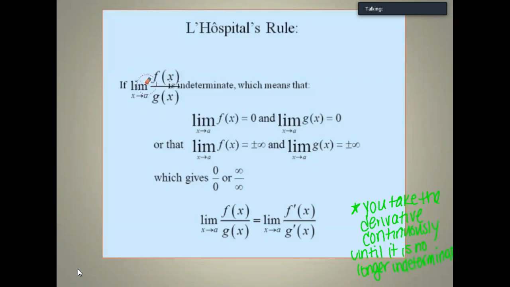If the limit as x approaches a of f of x is the indeterminate, which means that the limit of the top equals 0 and the limit of the bottom equals 0, or that the top goes to infinity and the bottom goes to infinity, then that's equal to the limit as x approaches a, where you take the derivative of the top and divide it by the derivative of the denominator. And we can do this process infinitely until we no longer get 0 over 0.